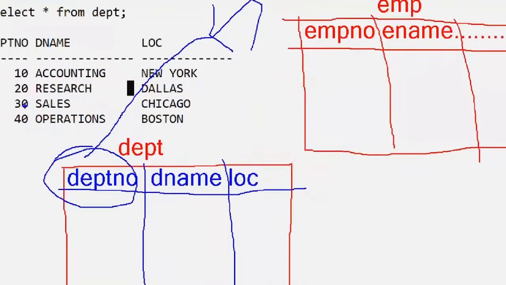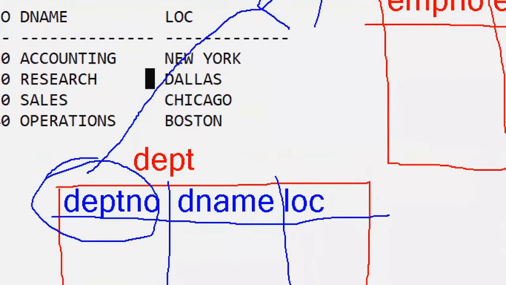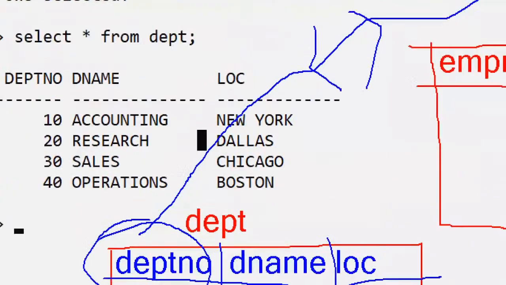This is data only. Observe for one minute. In the DEPT table, in the department number column, how many times is 10 there? Check it out. Duplicate data is not there. Only 1 time is 10 there. Only 1 time is 20 there. Only 1 time is 30 there. Only 1 time is 40 there.